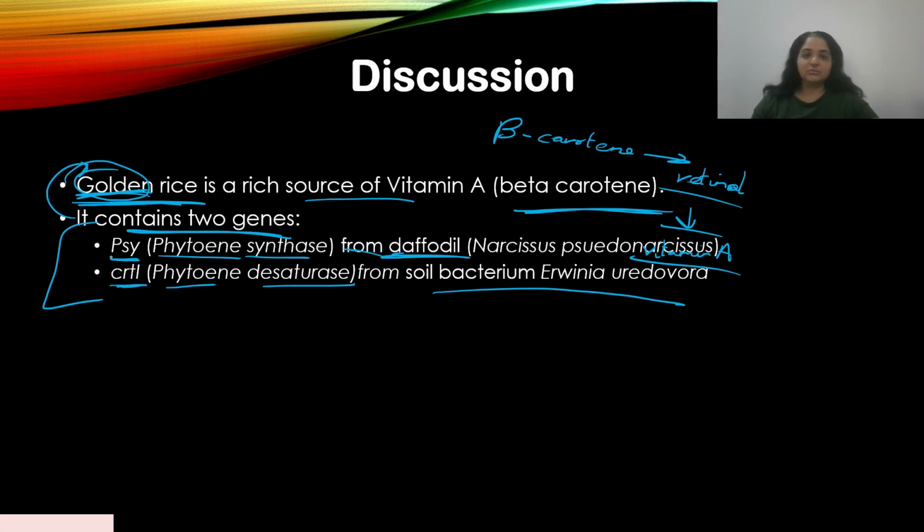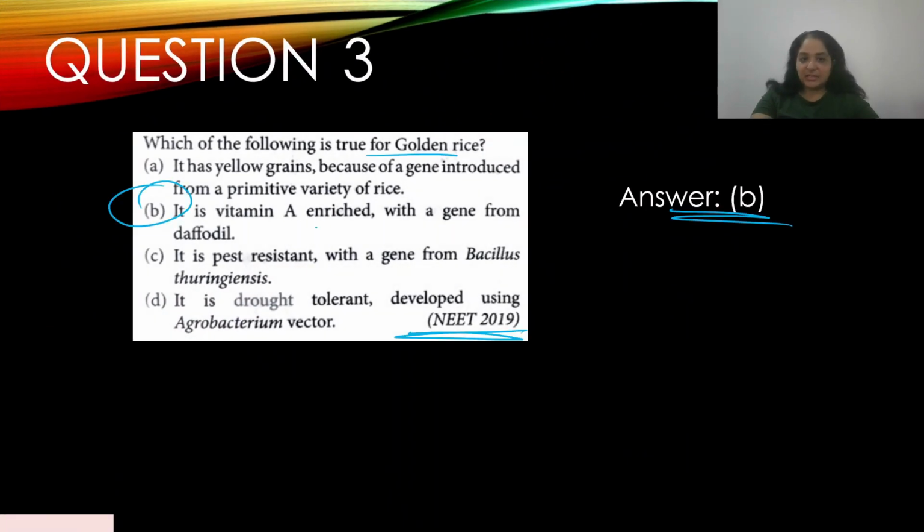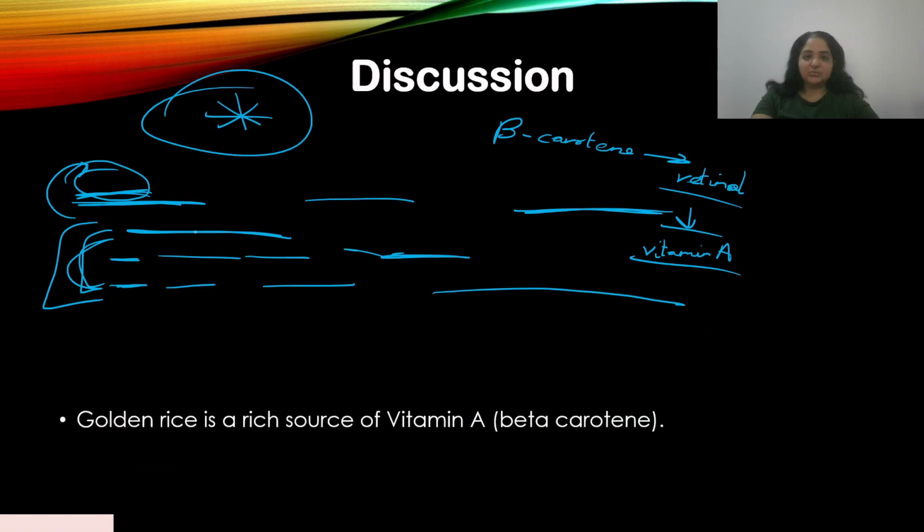All right, so if you can remember the names of these two genes, it will be helpful if they were asked in the exam. But of course, surprisingly, this information is not present in NCERT. You didn't see it anywhere in NCERT. So I assume it's important since it was asked in NEET, and I would suggest you remember this. All right, but to answer your question, yes, it is vitamin A enriched. Yes, we know that. And with a gene from daffodil. Okay, clear. Let's move on.